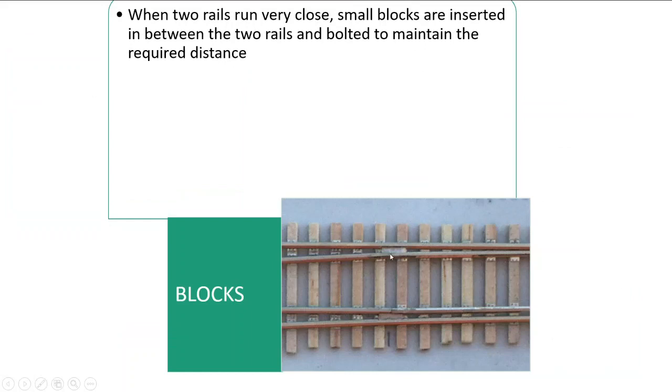So the last one is the blocks. When two rails run very close, small blocks are inserted in between the two rails and bolted to maintain the required distance. So you can see this. When two rails are very close to each other in this image, see, these are the small blocks which are inserted in between these two rails to maintain the required distance. These are nothing but the blocks.